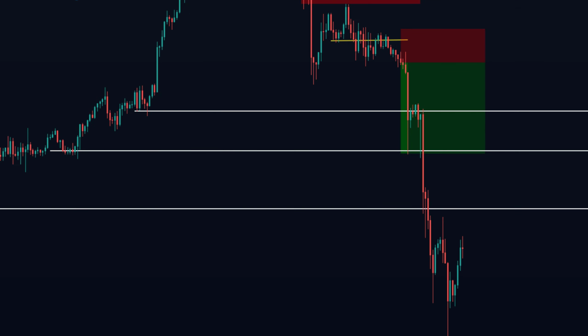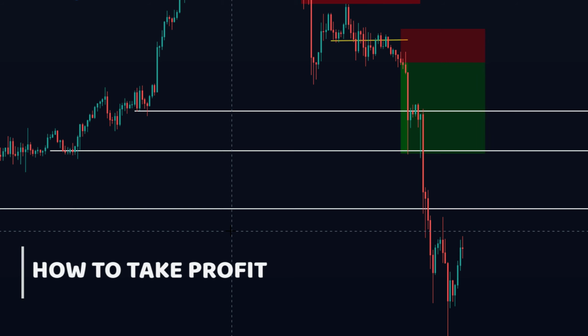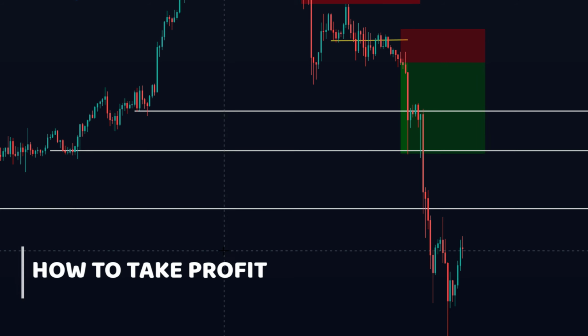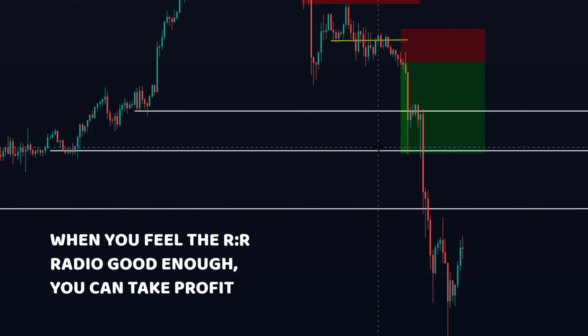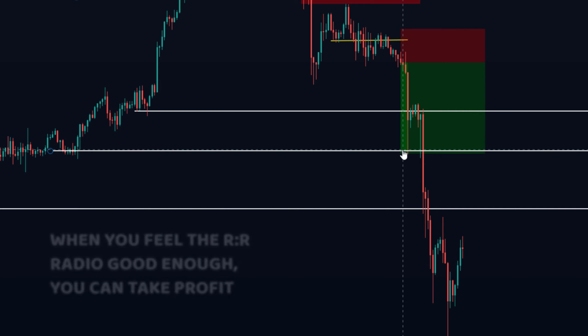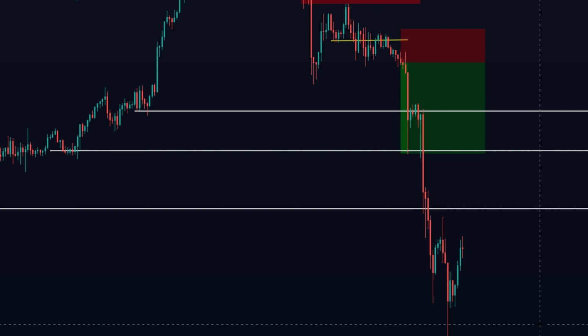We can see there's a dramatic breakout in these areas. In this case, I will also mention how we can take profit. First, when we place take profit in these areas, and we feel that the RR ratio is good enough, and if the price hits take profit, the trade is now over. Even if it continues to move, we shouldn't regret it.